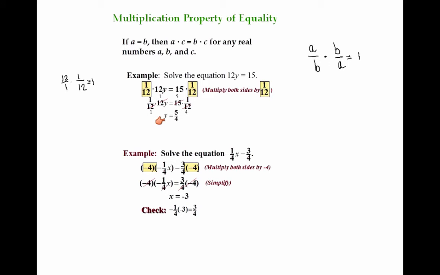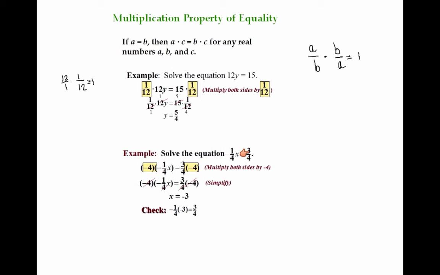1 over 12 times 12 gives me just 1. 1 times y, that's how I isolate y. So on the other side, I get 15 times 1 over 12. I can reduce that to 5/4. Take a look at another example.